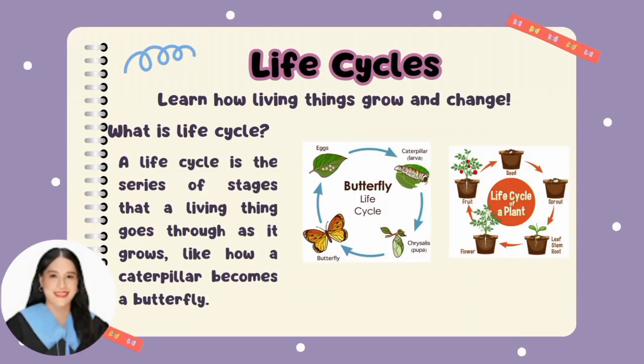The last one is life cycles. So learn how living things grow and change. So what is life cycle? A life cycle is the series of stages that a living thing goes through as it grows, like how a caterpillar becomes a butterfly. So as you can see on the screen, there is a butterfly life cycle, and also there is a life cycle of a plant.